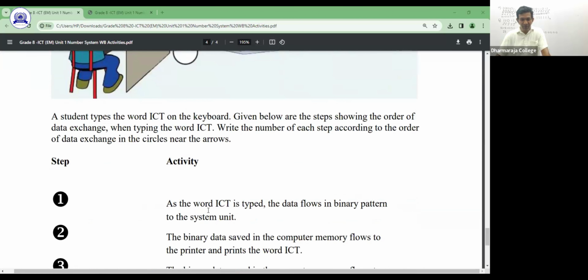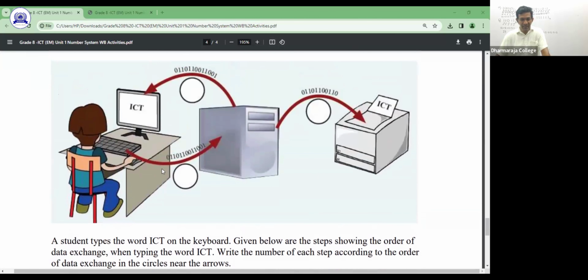As the user types the word ICT, the data is converted to a binary pattern in the system. So what is that one? That is number 1. This is number 1.